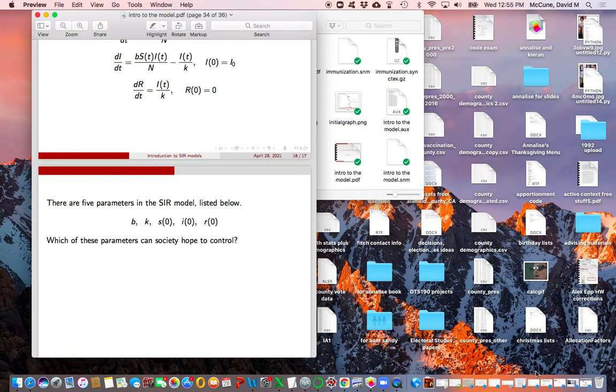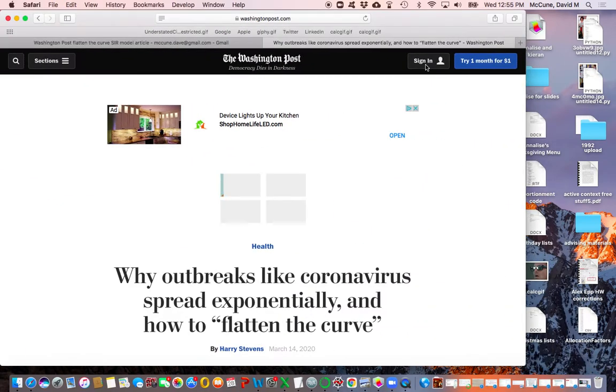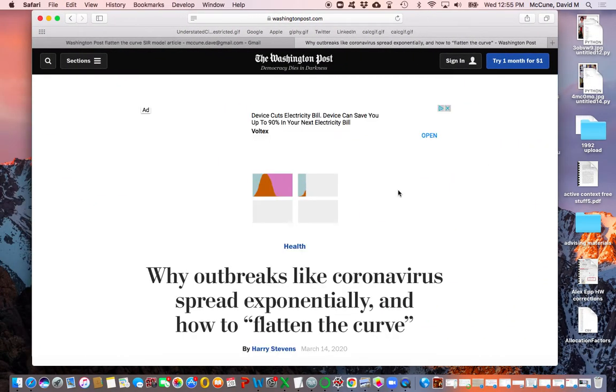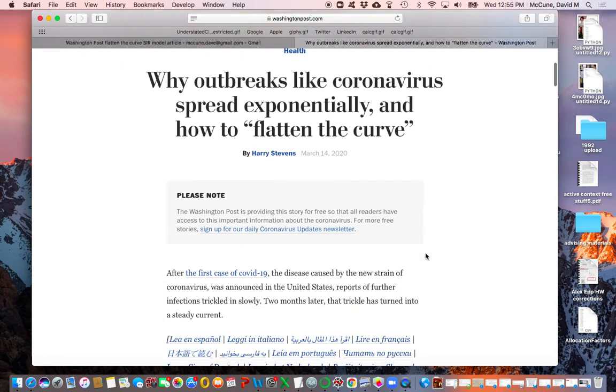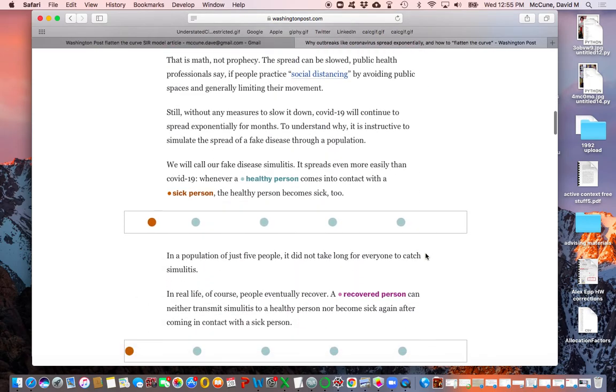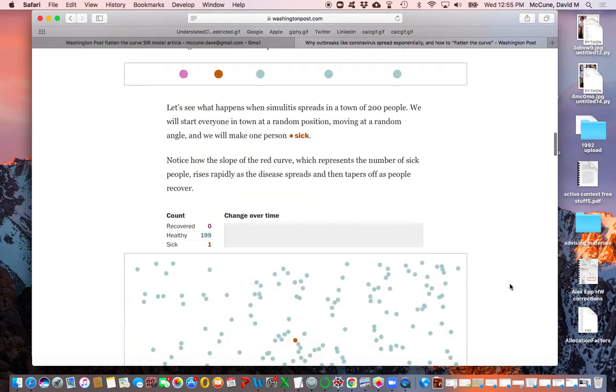Now finally, on Moodle, I'm going to post this link. This is outdated now, but it still has some nice visuals. They're still talking about flattening the curve because this is March 14th, 2020. But I want to show you the visuals real quick, just so you can see the kind of thing we're doing. Okay, so check this out.